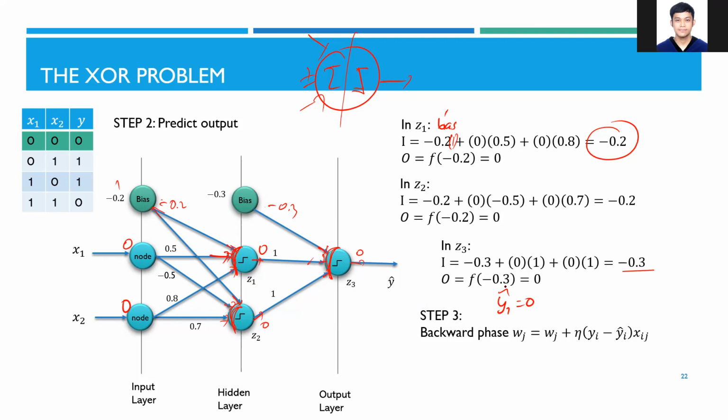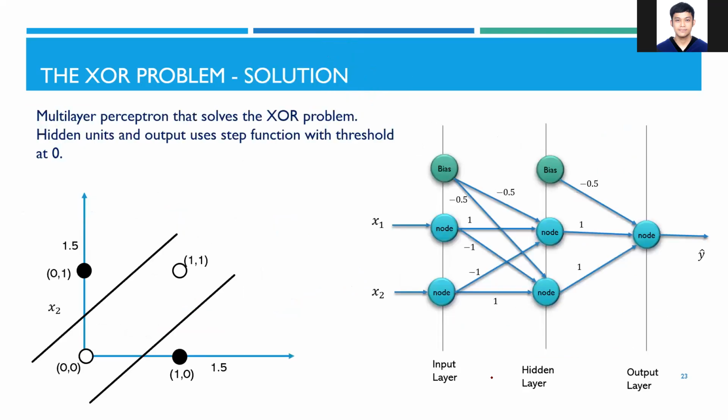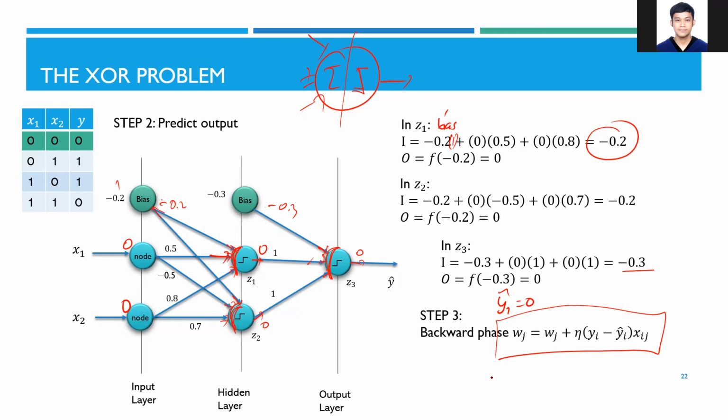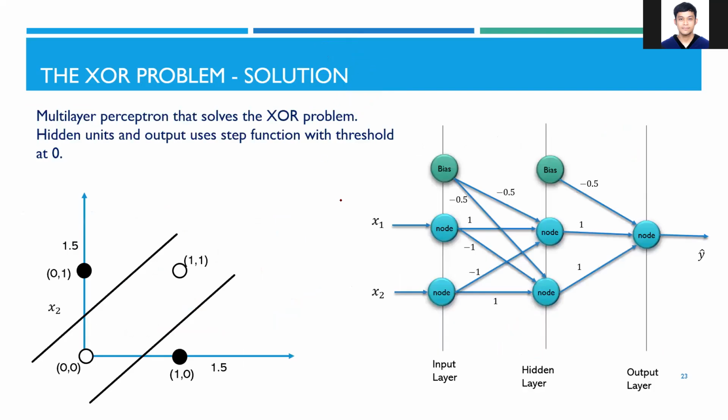Then after that, we do the backward phase, still using the same one. We do it several times, forward, backward, using exactly the same thing. Finally, we will get the solutions. So this is the final. Maybe later you can try, if you want. This is the final weights, one example of final weights for the XOR problem.